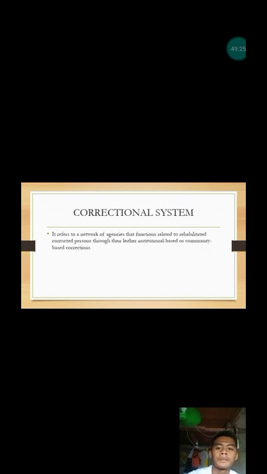Community justice aims to restore victims and repair communities affected by crime. It is intended to promote goodness and improve human quality of life and community well-being. Correctional system refers to a network of agencies whose functions are related to rehabilitating convicted persons through institution-based or community-based correction.